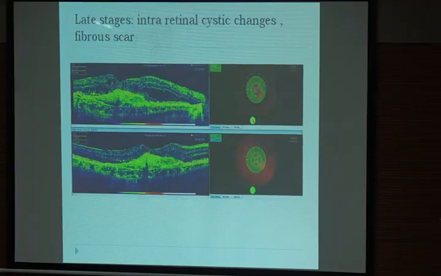And in late wet AMD, we can have this kind of fibrous scar tissue formation along with cystic changes in the retina. Even if we give intravitreal injections, the cystic changes may disappear, but this scar tissue is going to remain.